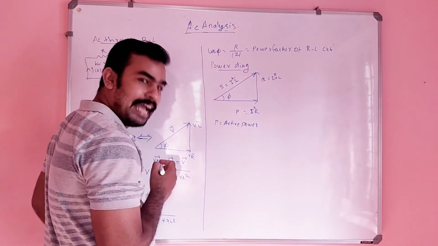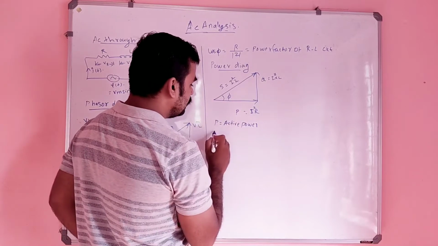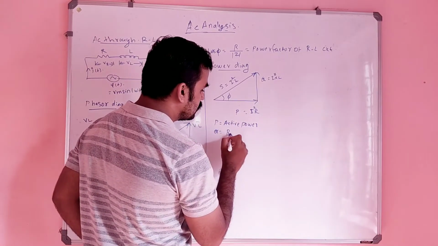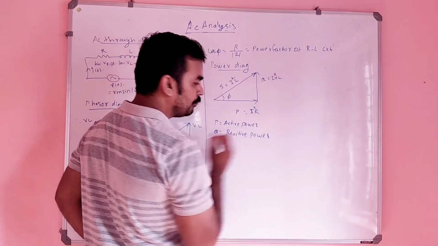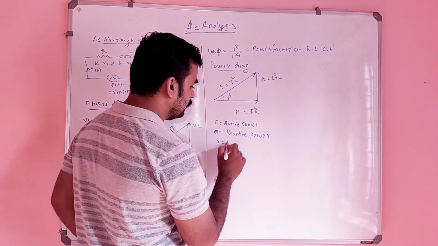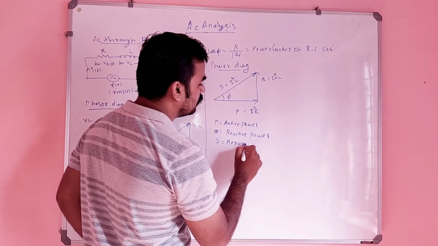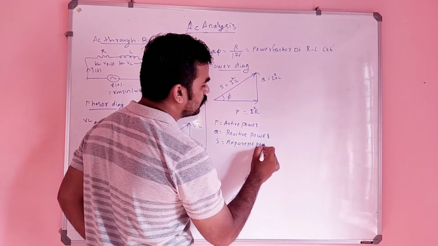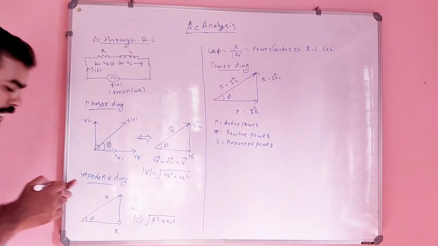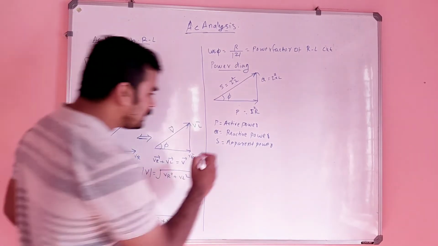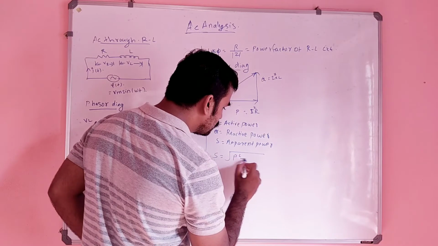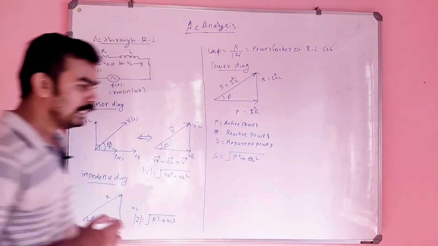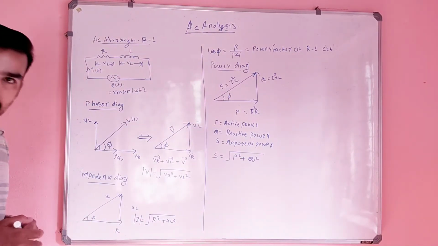This P is called the active power, this Q is called the reactive power, and this S is called the apparent power. S is equal to root of P square plus Q square.